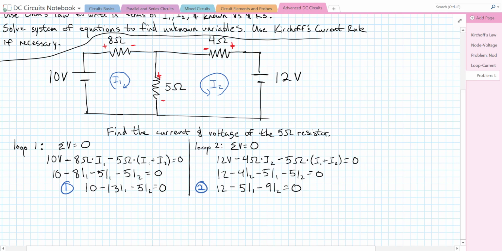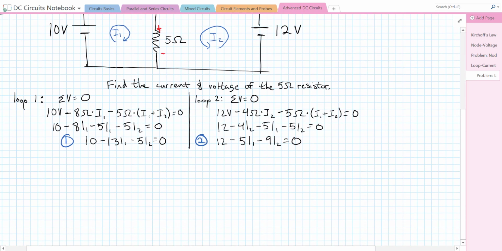And they're pretty simplified. We can use all kinds of different methods to solve that system of equations, but we're going to need to eliminate one variable somehow. You can use substitution, you can use subtraction or addition, maybe division. I'm actually just going to use subtraction to eliminate I2. So I have 5I2 over here, negative 9I2 over here. So what I'm going to do is equation 1 minus 5/9 times equation 2.